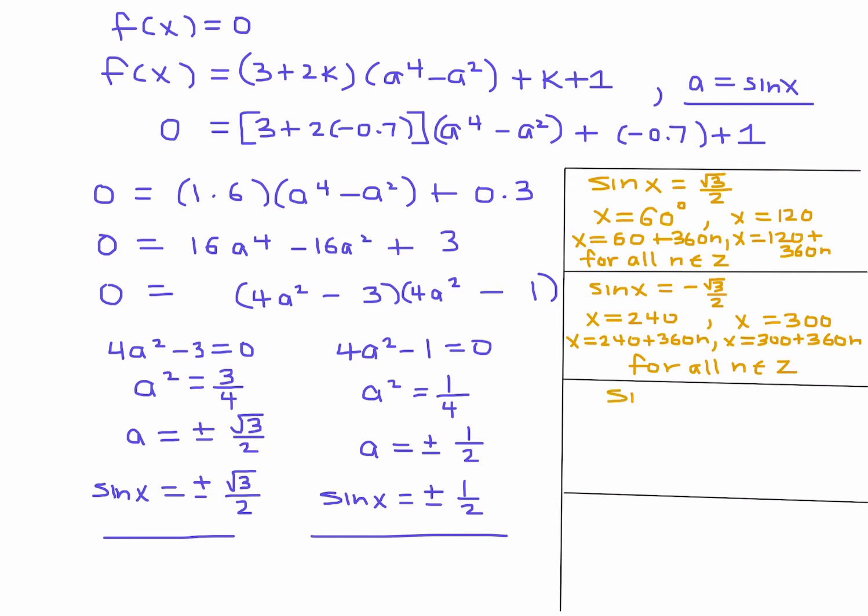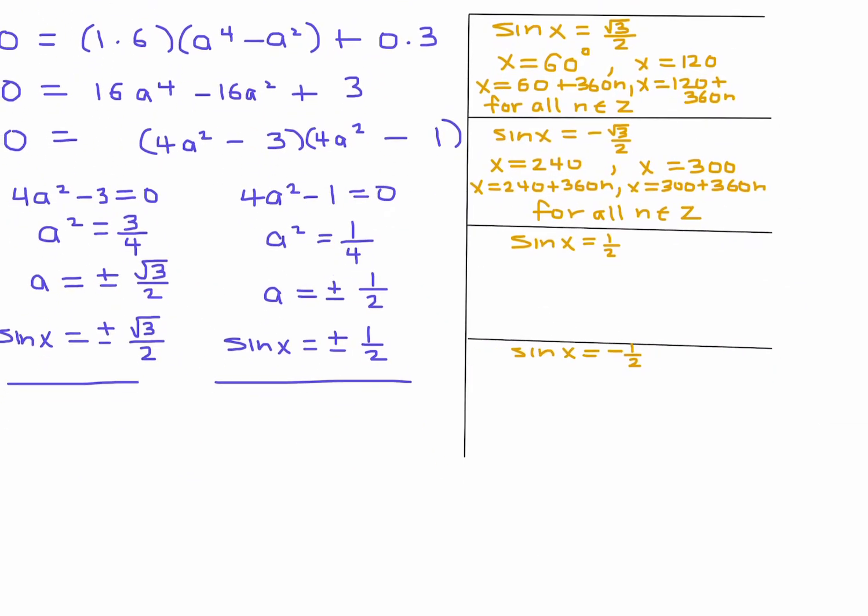Now we turn our attention to the sine of x is equal to a half, and then finally the sine of x is equal to negative a half. Sine of x is equal to a half, x is therefore 30, or x is equal to 150. And of course, in the same fashion, any value that is a multiple of 360 added is also going to be perfectly valid to give sine of x equals a half, for all n element of the integers.